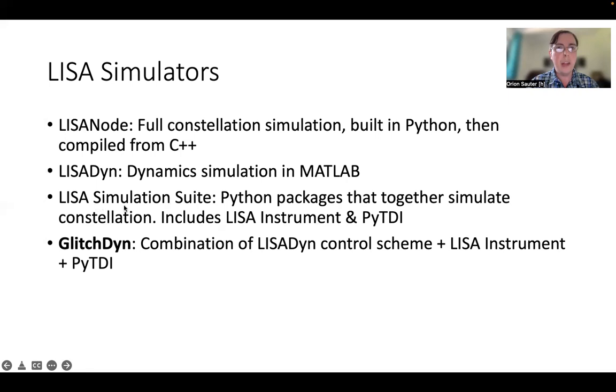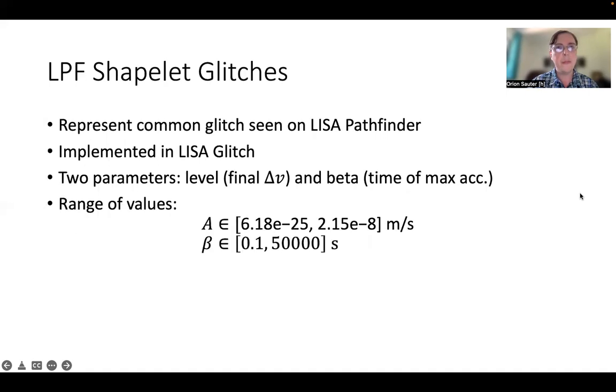Then there's the LISA simulation suite, which is pure Python packages that together simulate the constellation. It includes LISA Instrument and PyTDI, which are the 2 that we're interested in for this final method called glitchdyne, which is a combination of the LISA DIN control scheme with LISA Instrument and PyTDI. So that's what we're going to be using for the data that I analyzed here for the glitches.